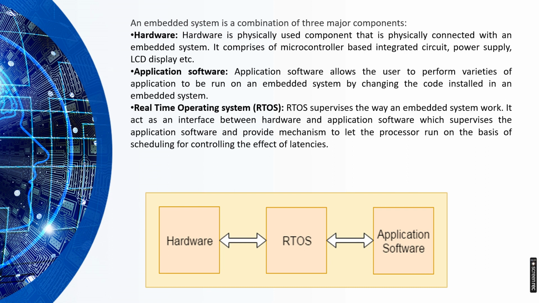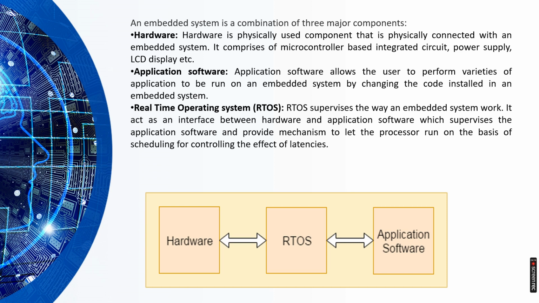Then the second part is application software. Application software allows the user to perform a variety of applications to be run on an embedded system by changing the code installed in the embedded system. When hardware and software are combined, an embedded system is constructed.